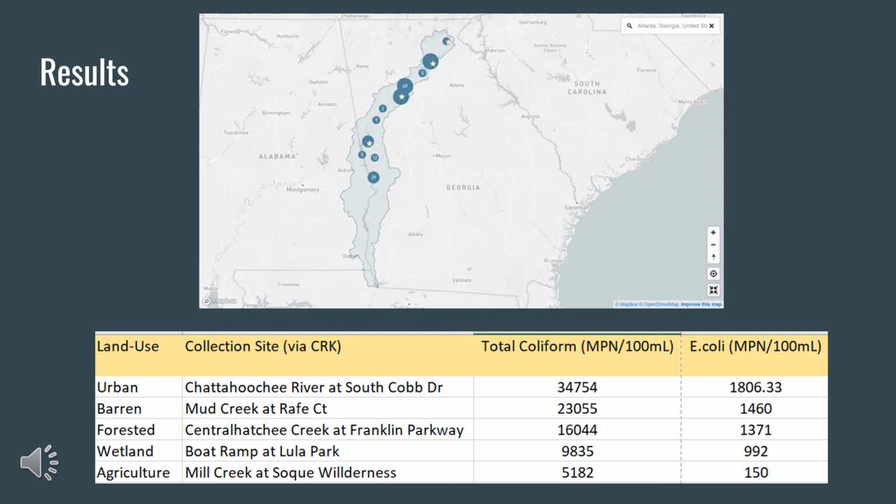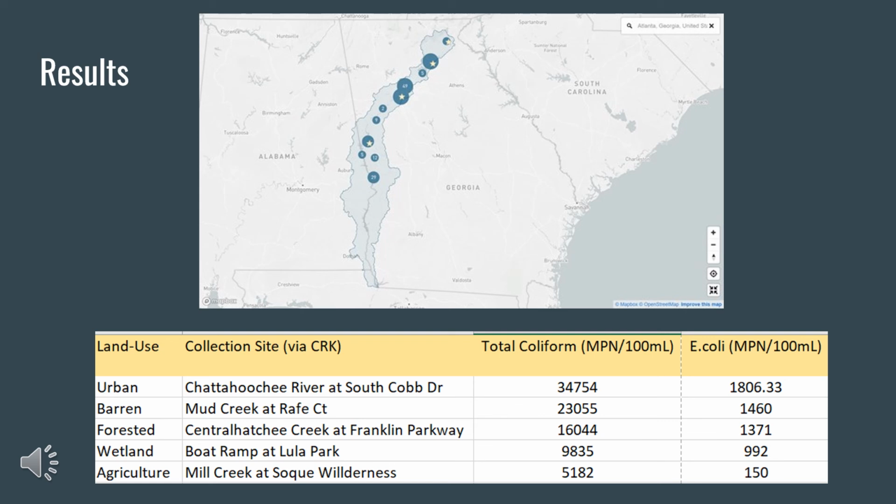By using my land coverage map of the Chattahoochee, I was able to choose a sample site that was located within each land use category at its greatest percentage of coverage. I extracted the data from 5 sites into an Excel document. From there, I was able to calculate the average total coliform and E. coli levels from January 2020 to January 2021.